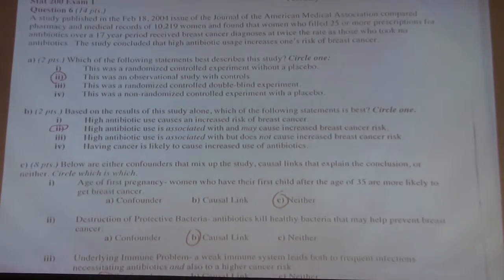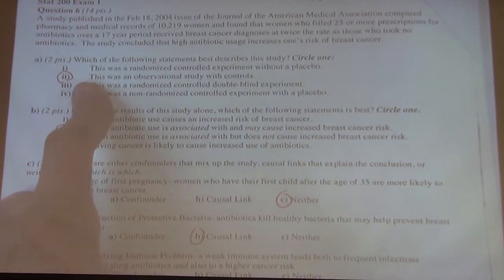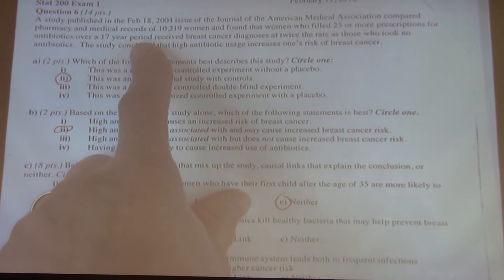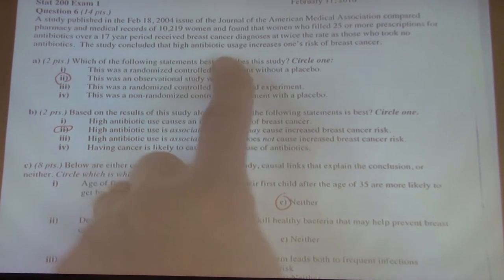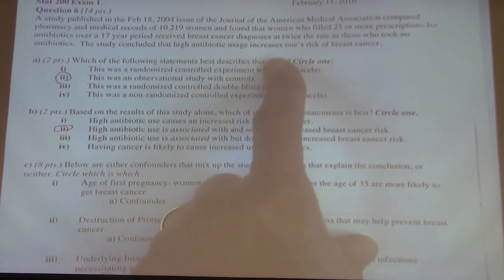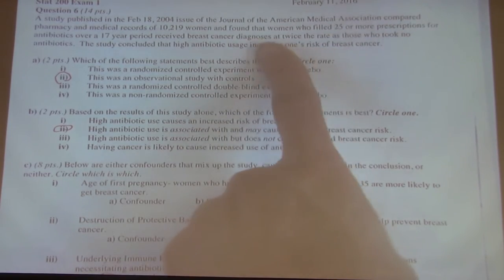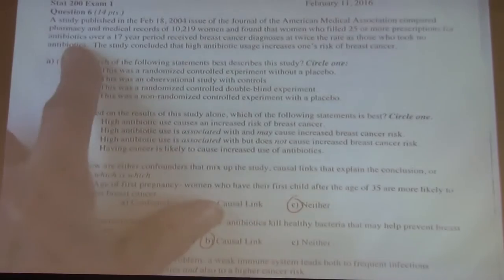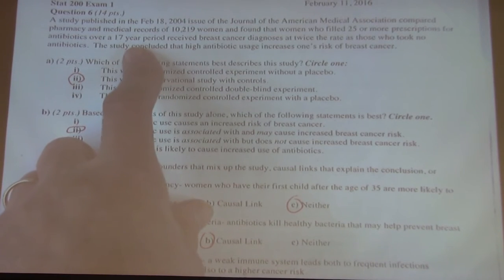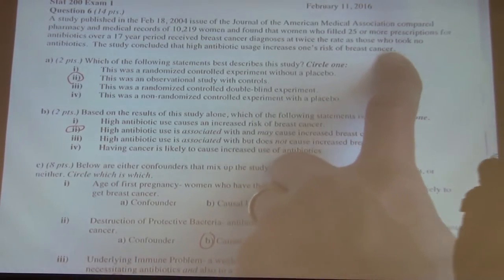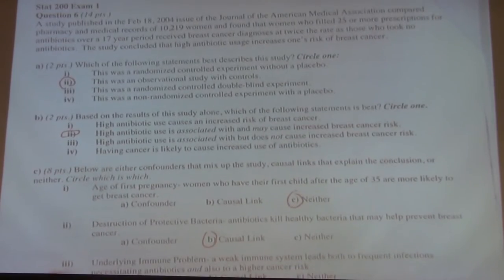This was a question that was pretty difficult. It was an observational study that saw a positive correlation between how much antibiotics were prescribed over a 17-year period to women and how many breast cancer diagnoses they got. Women who filed 25 or more prescriptions for antibiotics over a 17-year period received breast cancer diagnoses at twice the rate. So this was all over the news a few years back.